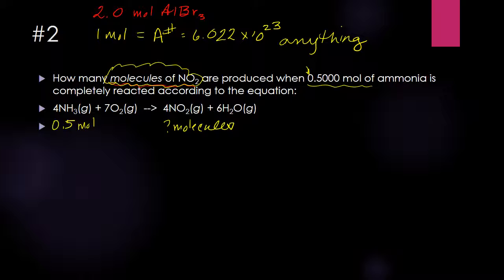Why don't you pause the video and see if you can come up with a plan? The plan that I'm going to do is start with what's given, moles of ammonia, and I need to convert that to molecules. To do that, I need to go from moles of ammonia to moles of NO2. Once I have moles of NO2, I can then convert it to molecules of NO2.